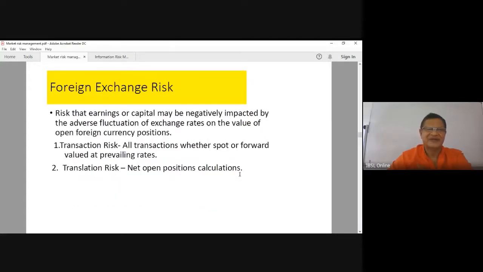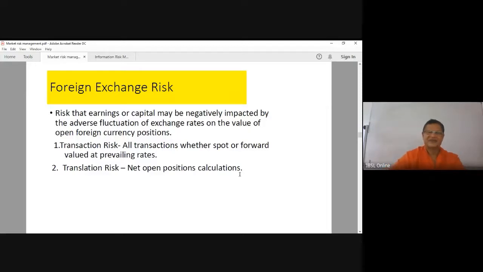Now that is what you call interest rate risk. Now we are going into the next area, foreign exchange. Foreign exchange has two types of risks. One is called transaction risk, the other one is called translation risk.